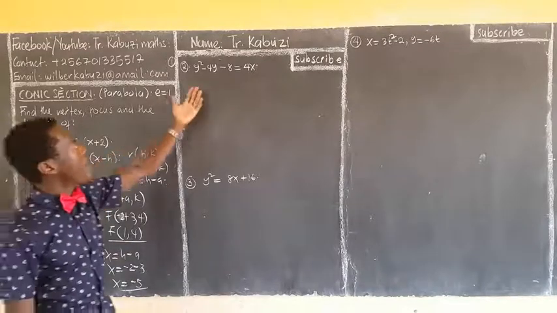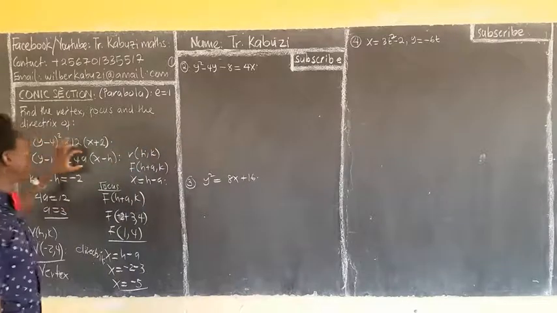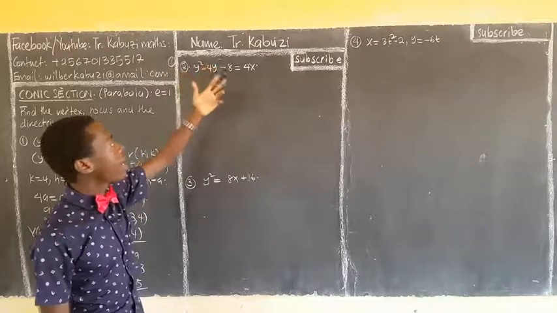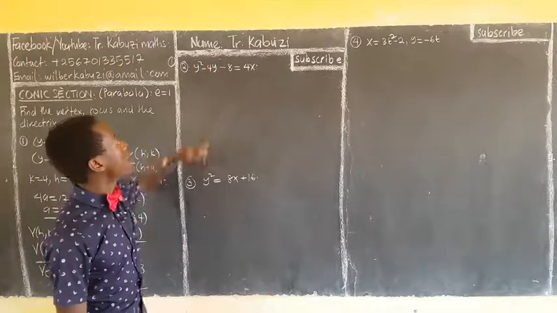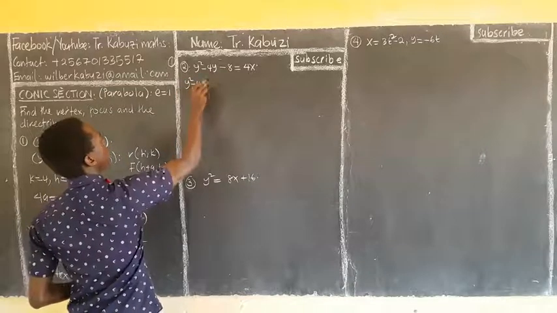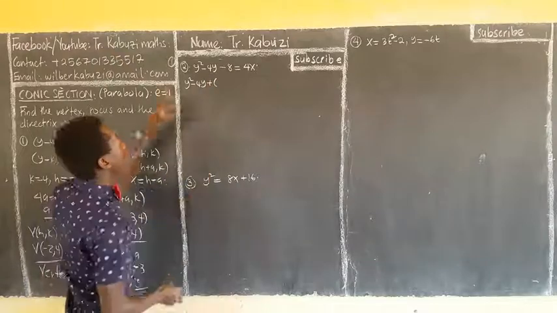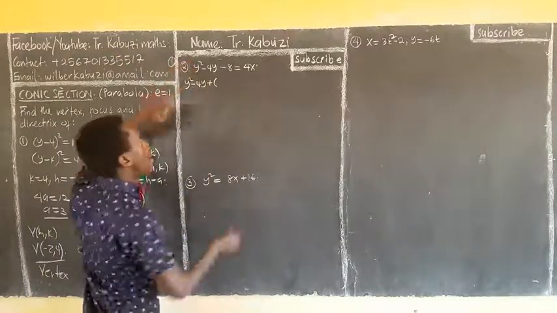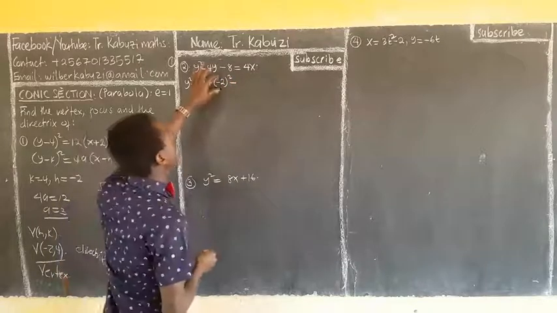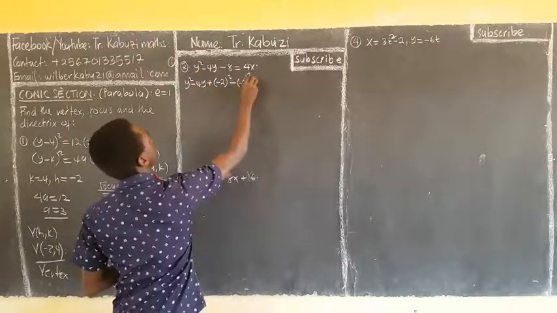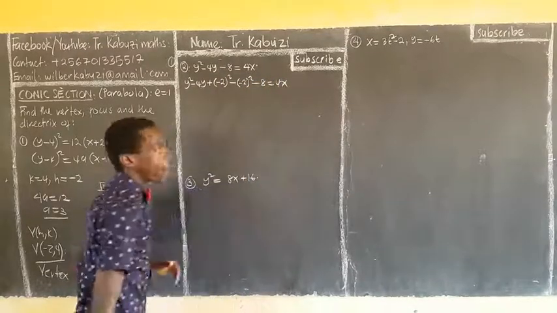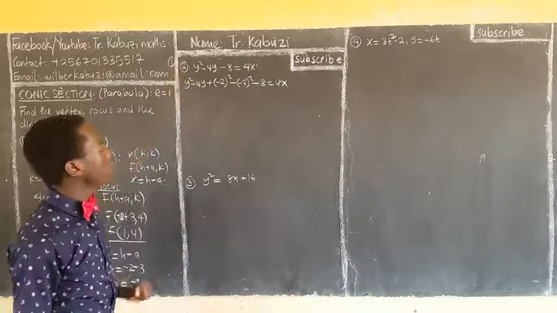Now when I come to this, you see that this one is not directly in this form. You have y squared and y. So there I start by completing squares. You write y squared minus 4y, then you multiply a half by the coefficient of y, which gives -2. Then you square that and remove it, the same thing, -2 squared. Then you add -8 equal to 4x.